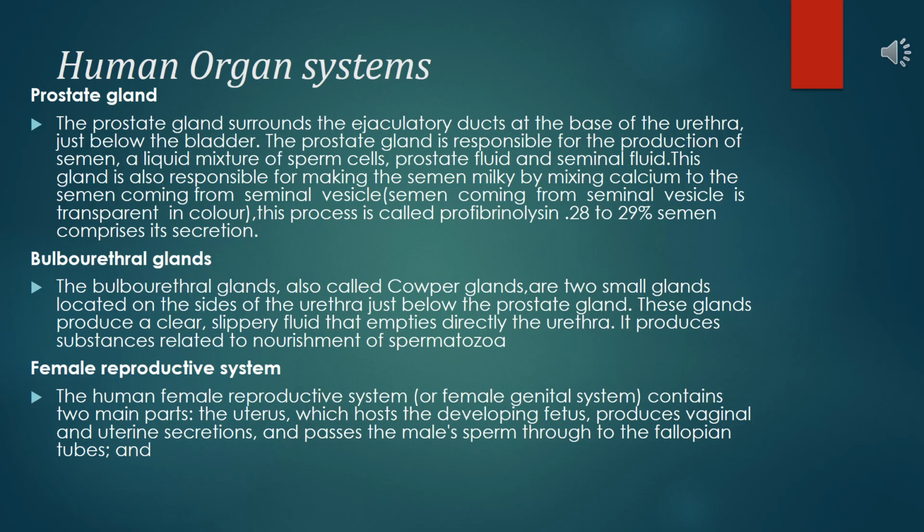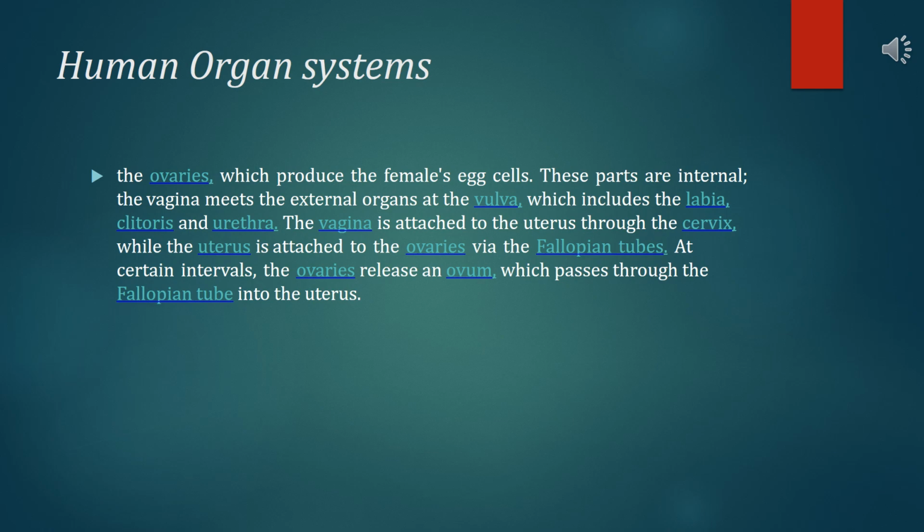Female reproductive system. The human female reproductive system or female genital system contains two main parts: the uterus, which hosts the developing fetus, produces vaginal and uterine secretions, and passes the male sperm through to the fallopian tubes, and the ovaries, which produce the female's egg cells. These parts are internal. The vagina meets the external organs at the vulva, which includes the labia, clitoris, and urethra. The vagina is attached to the uterus through the cervix, while the uterus is attached to the ovaries via the fallopian tubes. At certain intervals, the ovaries release an ovum, which passes through the fallopian tube into the uterus.